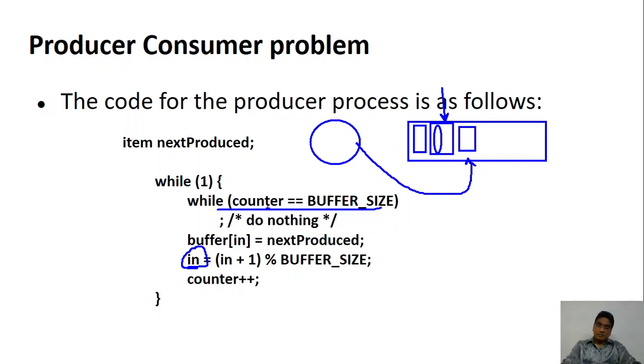So what will the producer do? The producer will produce an item and place it here. And what will happen to the in pointer? Once this item has been placed, the in pointer will move to the next location. The producer will produce one item and place it here. Buffer of in is equal to the next item produced, and it goes on and on until it reaches the last place.